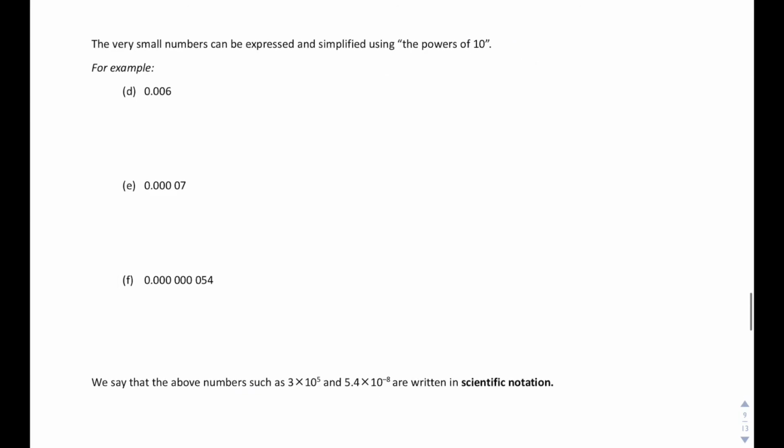So from the powers of 10, we can express some very small numbers. Let's study 3 more simple examples. For the first one, there are 3 decimal places after the decimal point. So this is 6 over 1,000. That means 6 over 10 cubed. So this is equal to 6 times 1 over 10 cubed. This is equal to 6 times 10 to the power of negative 3.